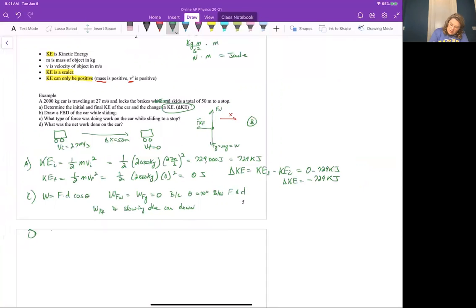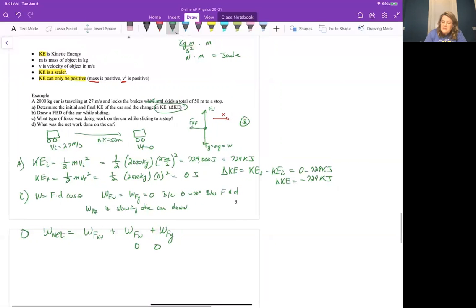Well, we just got finished finding out that work done by force normal and force of gravity was 0. So we have 3 forces that have the potential to do work. The work done by force of kinetic friction plus the work done by force normal plus the work done by force of gravity is equal to the net work. These 2 are 0. So I know that the only force that's doing work on the car is force of kinetic friction.